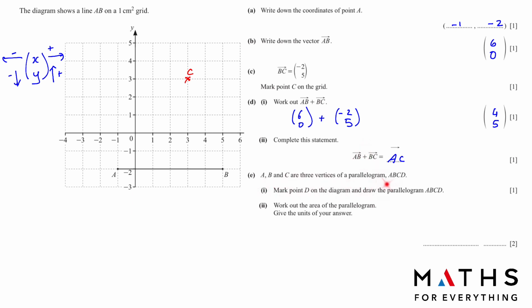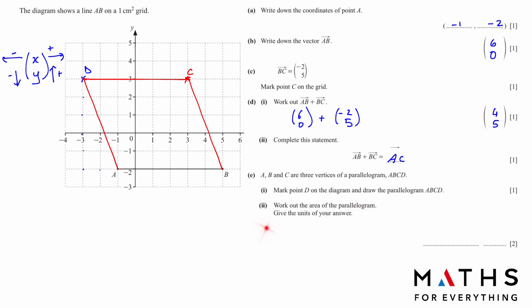A, B, and C are 3 vertices of a parallelogram ABCD. Mark point D on the diagram and draw the parallelogram ABCD. From B to C, we have -2, 5, right? The same vector we are going to apply from A. So -2, 1 and 2 and goes up by 5. 1, 2, 3, 4, 5. This is our D. Let's draw the parallelogram.